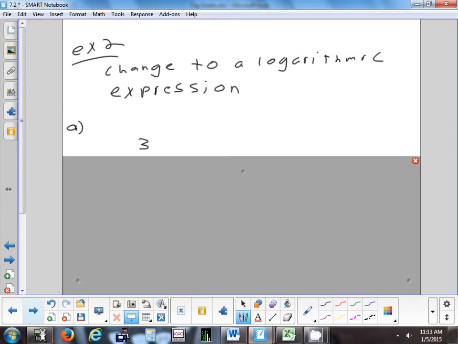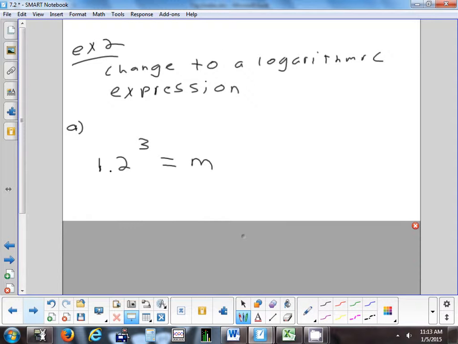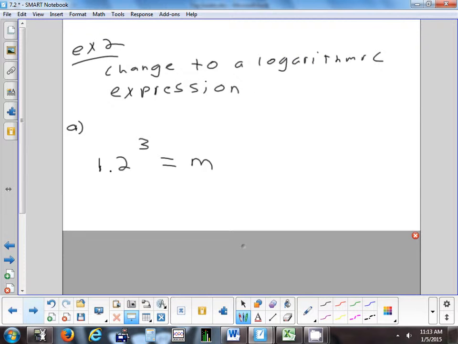All right, let's try it the other way. Let's take something that's an exponential and change it to a log. Sarah, what do you think the first thing we should write down is, if we're going to change it to log form?